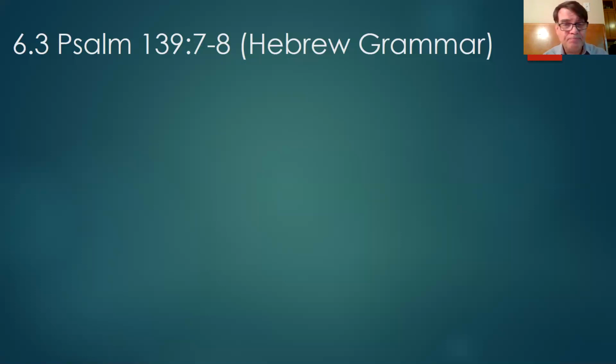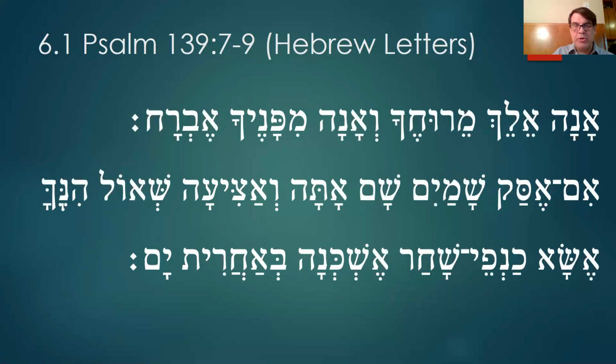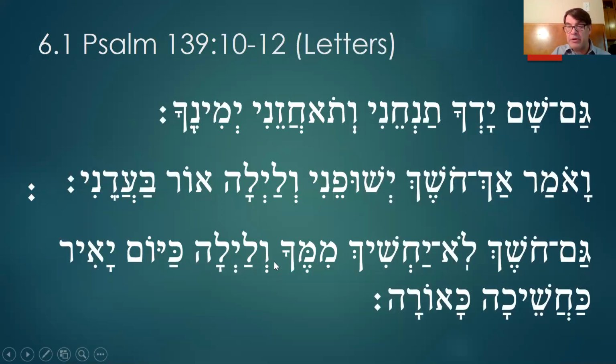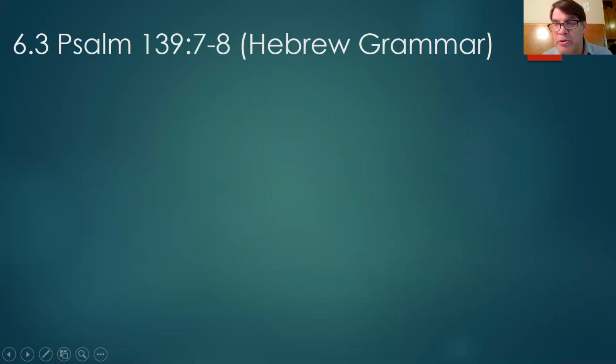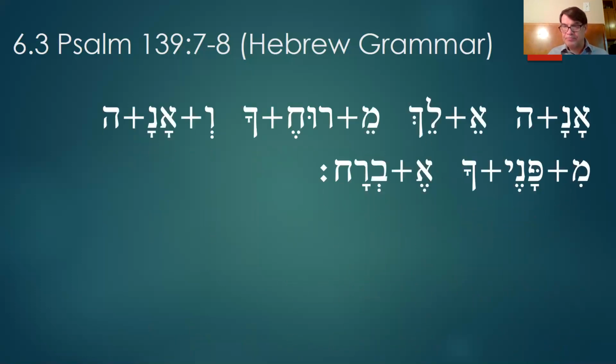But today, we want to look at the grammar of the Hebrew we looked at on Monday. So here's the Hebrew we looked at on Monday. These are verse 7, verse 8, verse 9. We looked at all those letters. Verse 10, verse 11, and verse 12. So we did all that on Monday. So what we want to do today is break it down a little bit into its parts. So let's start with verse 7.